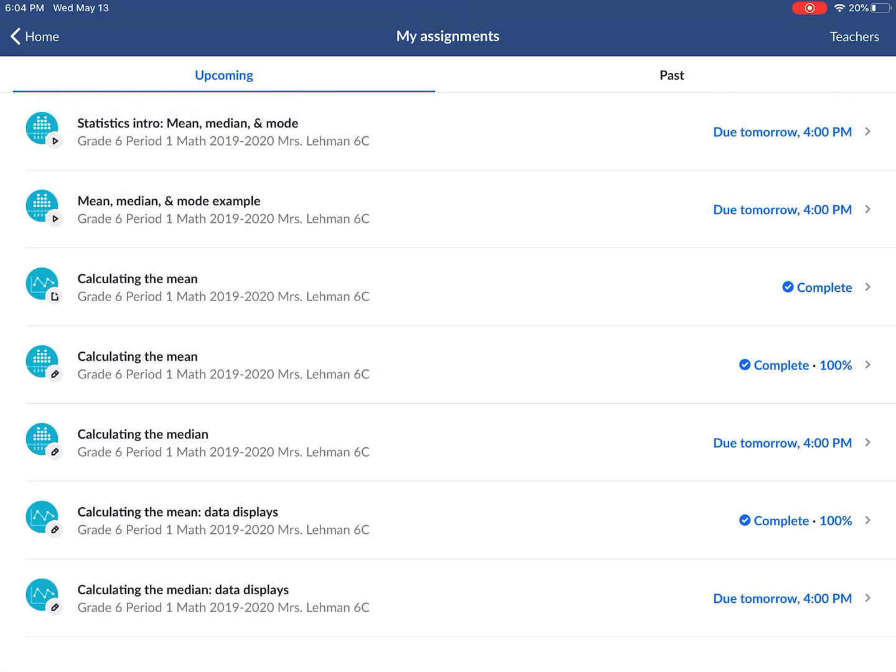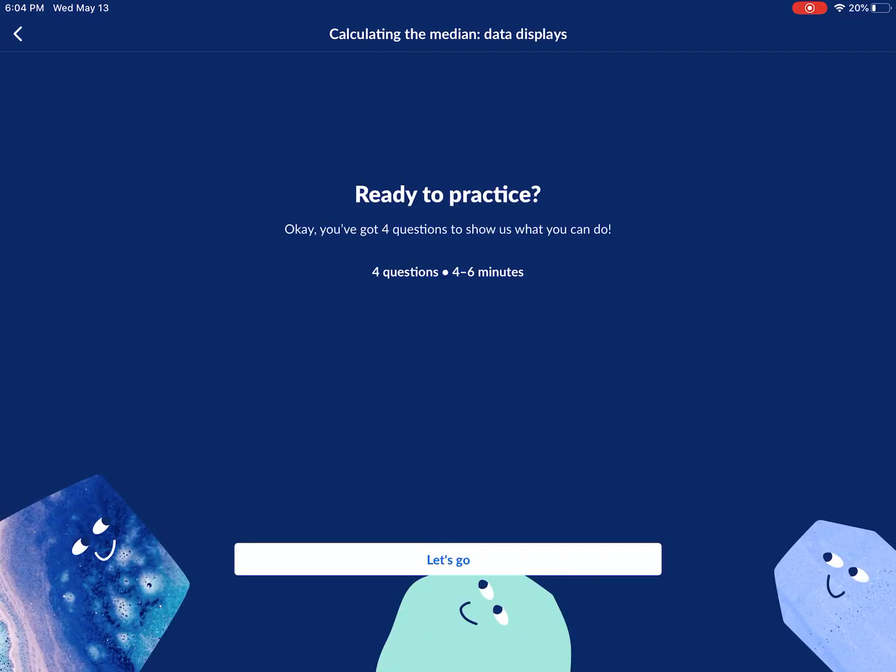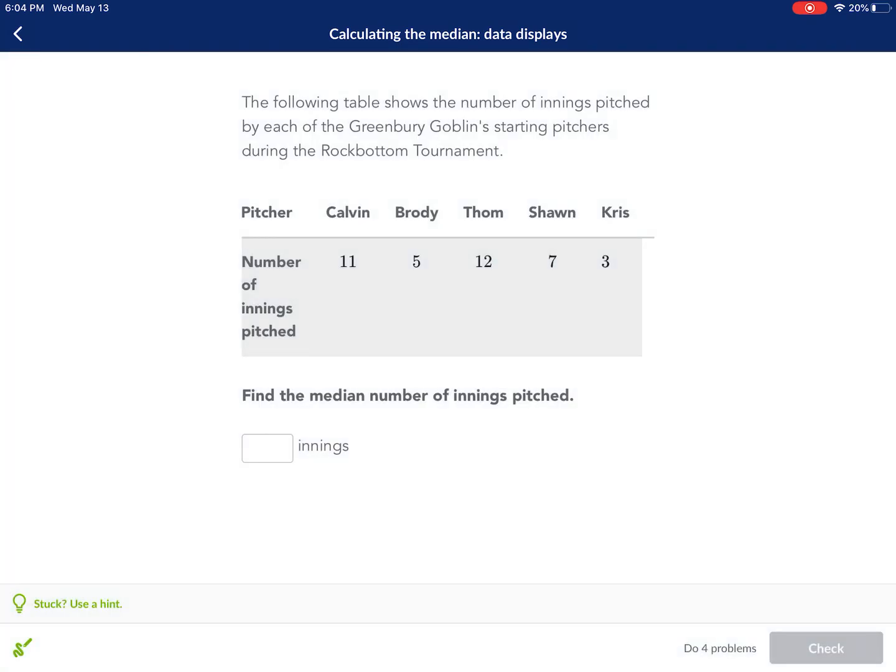Alrighty. I'm not going to give up on calculating the median just quite yet, but I can show you the same skill here with the last part of your assignment, calculating the median from data displays. So we are ready to practice. We have 4 minutes. Here we go. The following table shows the number of innings pitched by each of the Greenberry Goblins starting pitchers during the Rock Bottom tournament. We have Calvin, Brody, Tom, Sean and Chris. Calvin pitched 11 innings. Brody 5. Tom 12. Sean 7. And Chris 3.